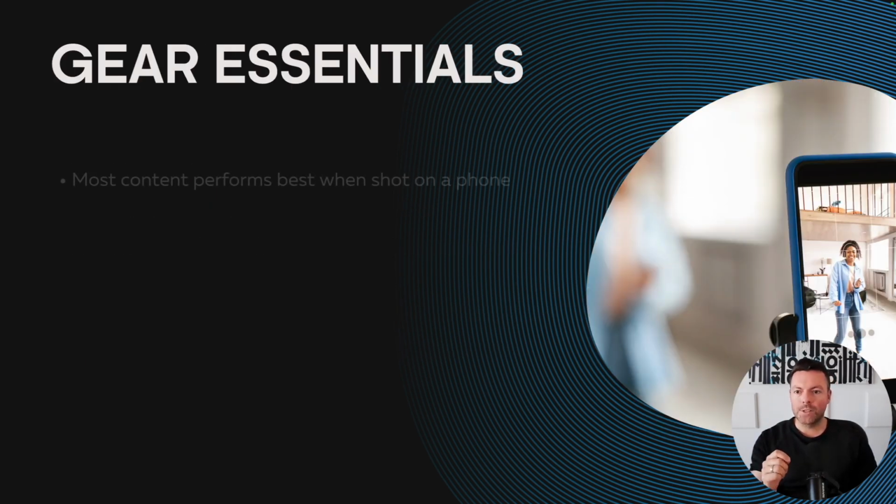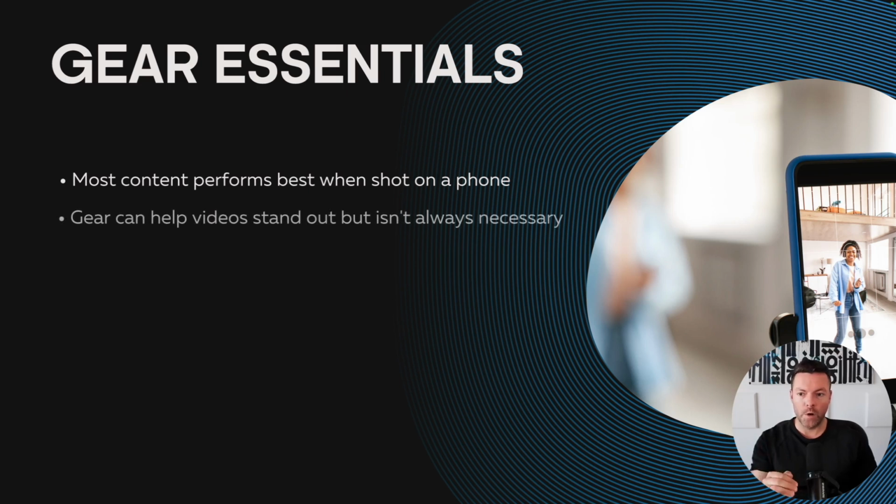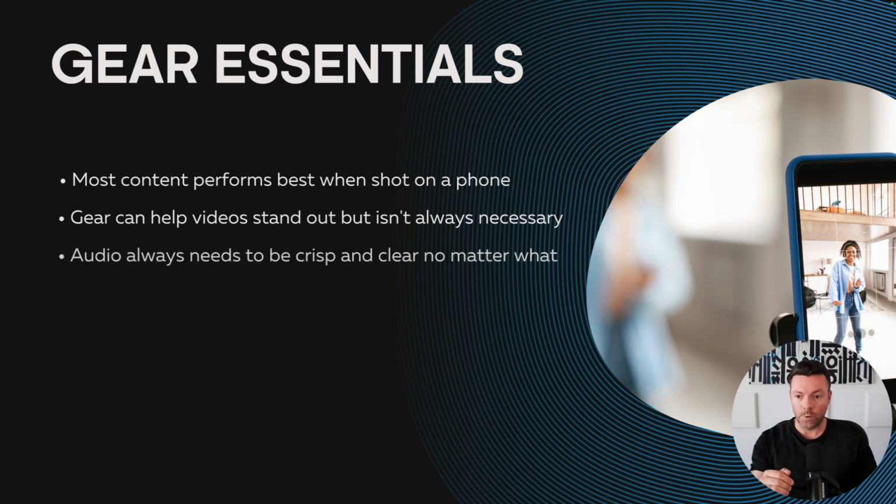And then gear essentials now. Most content performs best when shot on a phone. Gear can help videos stand out, but it isn't always necessary, right? Because you want to make this look natural, like you just did it in your house or outside, or just something totally normal and not a super high production. The more normal, natural, and organic it looks, the better it's going to go viral. And audio always needs to be crisp and clear no matter what. That's probably the most important thing.